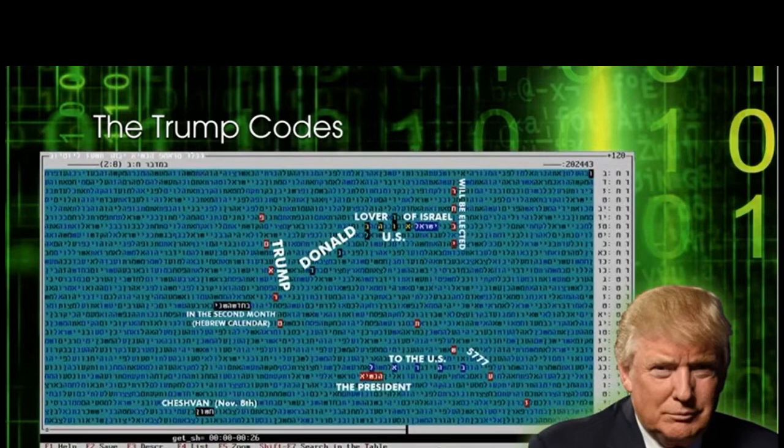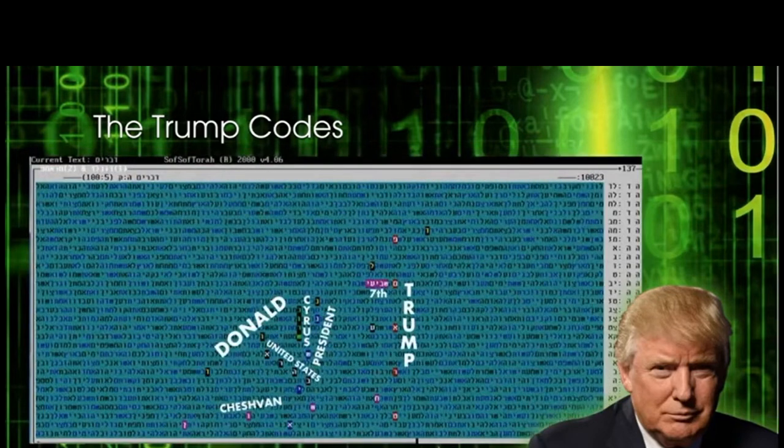Another one, in the second month of the Hebrew calendar, Donald Trump is encoded. Cheshvan, which is November 8th when he was elected. "Lover of Israel," which is true. Made the change that Jerusalem would be the capital of Israel. "To the U.S., the president will be elected." All this was in the Torah codes and found before it happened.